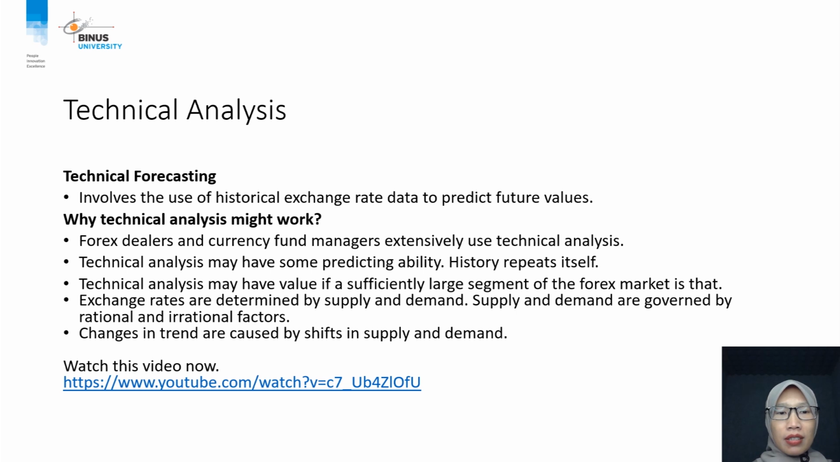Technical analysis is used to predict future values by using historical exchange rate data. And why might technical analysis work? One of the reasons is that foreign exchange dealers and currency fund managers extensively use technical analysis. And technical analysis may have some predicting ability because history repeats itself.